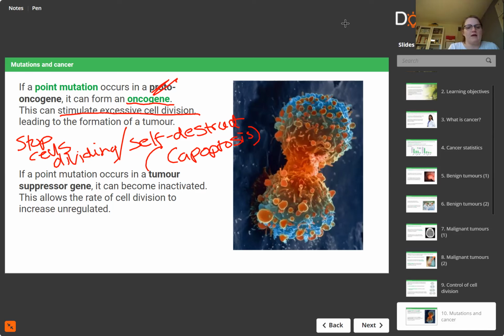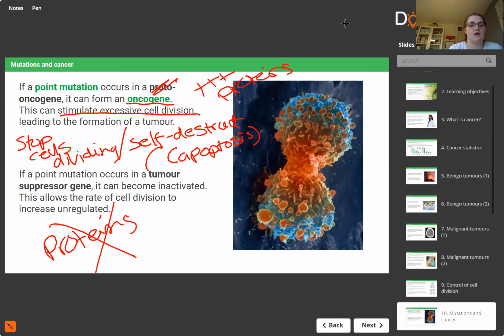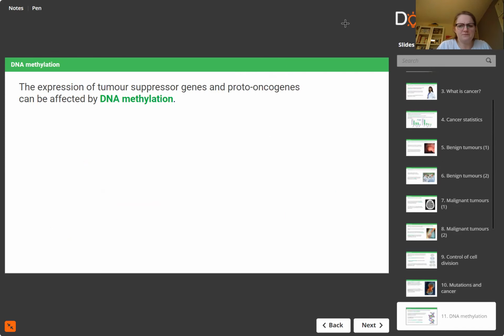However, if, like I said, one of these point mutations occurs in a tumor suppressor gene, those proteins that stop cells from dividing or cause apoptosis aren't produced at all. So in the oncogene, if there's a mutation, more proteins are made. And then in our tumor suppressor gene, our proteins that should be made to stop cells from dividing aren't made. So then our cells divide uncontrollably, the rate of division increases, therefore we get a tumor. And that's the basics of it.